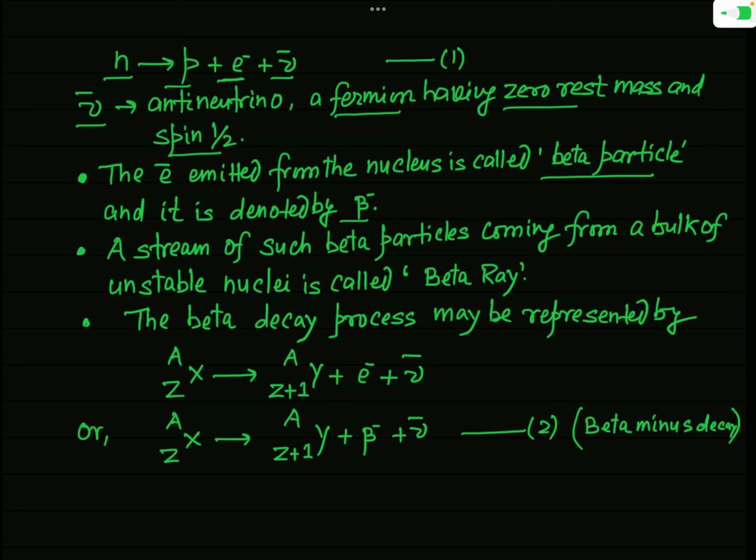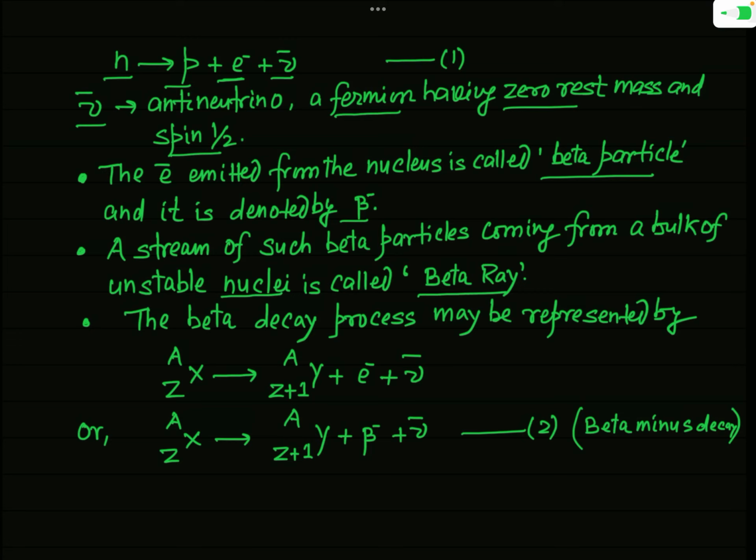Now if you consider that there is a bulk of unstable nuclei, a large number of unstable nuclei, and all those unstable nuclei suffer beta decay, then there will be an emission of a large number of electrons or beta particles. And when a large number of beta particles are emitted from a bulk of unstable nuclei, then we simply call those beta particles a beta ray.